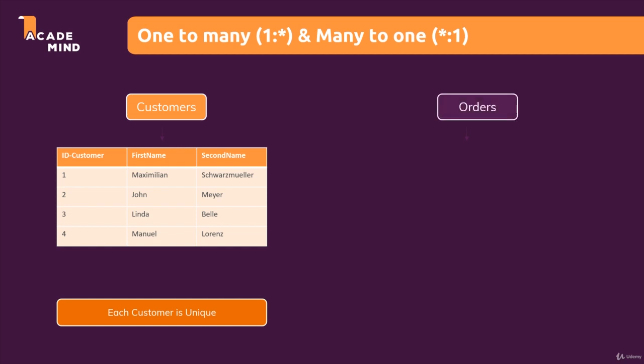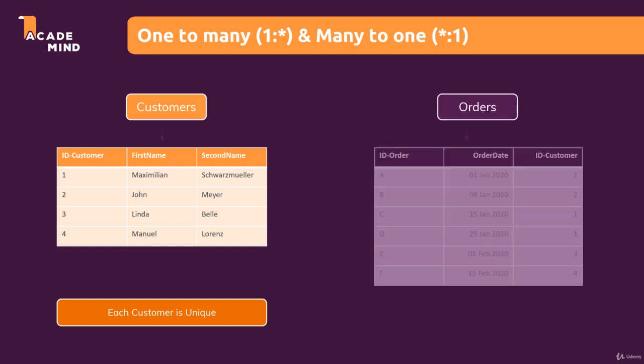And we have a second table here, the orders table. In the orders table, we have this structure. The orders table has different order IDs, in this case indicated by A, B, C, D, E, and F. It has an order date, and it has the customer ID again. So basically the same ID that we see in the customers table. The important difference here is that the customer ID in the orders table is not unique. We have a unique order ID, but multiple customer IDs.